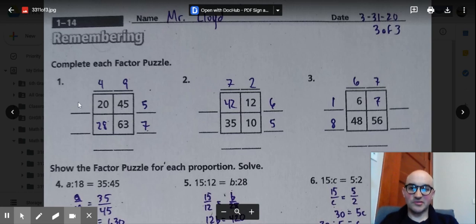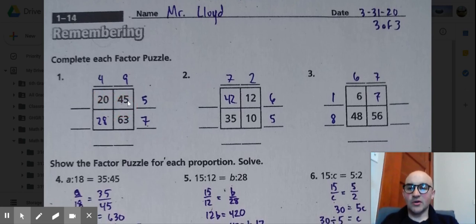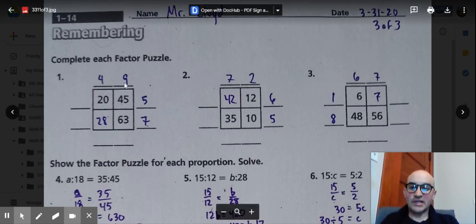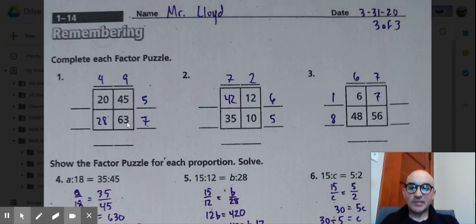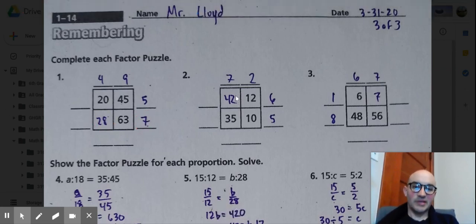So some factor puzzles to get us started. Here we've been given, looking at this column here, 20 and 45. I know that 20 and 45 are both multiples of the number 5, so 5 is our factor. 5 times what equals 45 must be 9. 5 times what equals 20 must be 4. And then I use those two. I use 9 times something gives me 63, so that something I determined was 7. Now I've got 7 times 4 gives me 28, and I'm done with that puzzle.